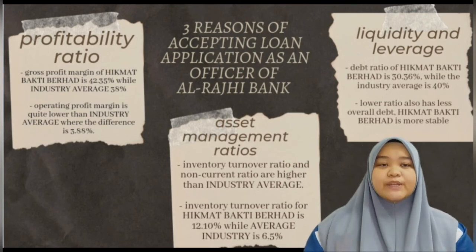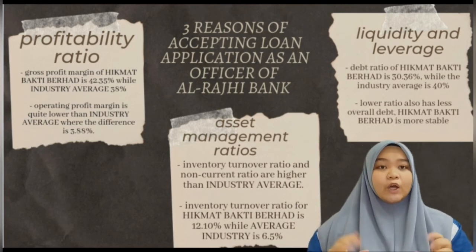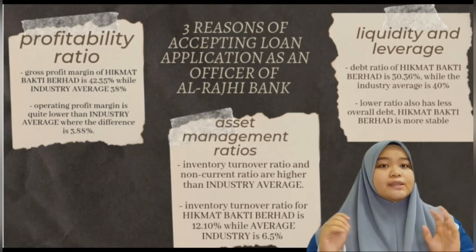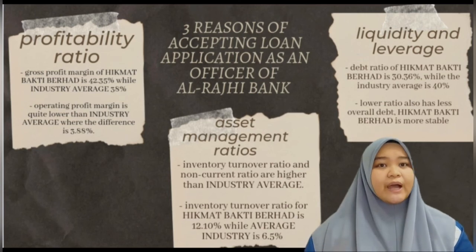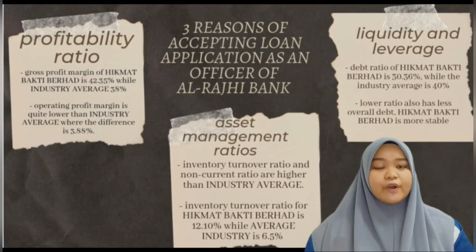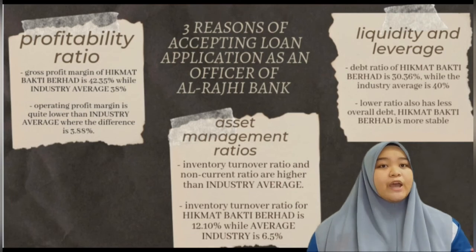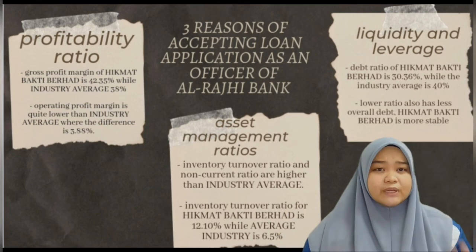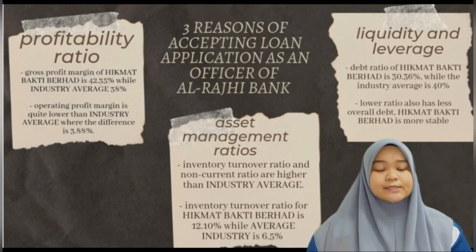After that, based on efficiency ratios or asset management ratios, Hikmat Bakti Berhad is also higher than the industry average. It is because their inventory turnover ratio and non-current asset ratio are higher than the industry average. For example, the inventory turnover ratio for Hikmat Bakti Berhad is 12.10, while the industry average is only 6.5. So, that is a good result because it shows that the firm has strong sales and the business uses non-current assets efficiently.